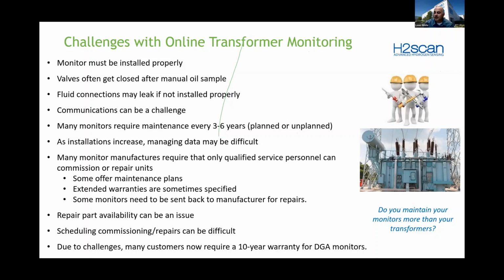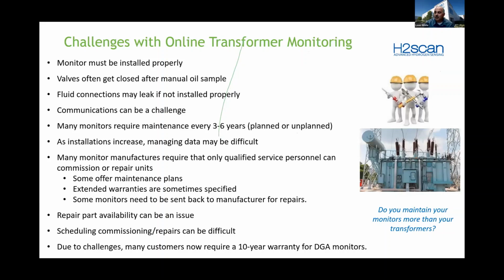As installations increase, managing the data can be difficult. So if you have a handful of monitors on your system, bringing the data back usually isn't a big deal. If you're a large utility and you're going to start installing hundreds of monitors, managing that data, managing all those monitors, making sure that all the data is coming back, making sure the data is actually being used, that becomes more and more of an issue.